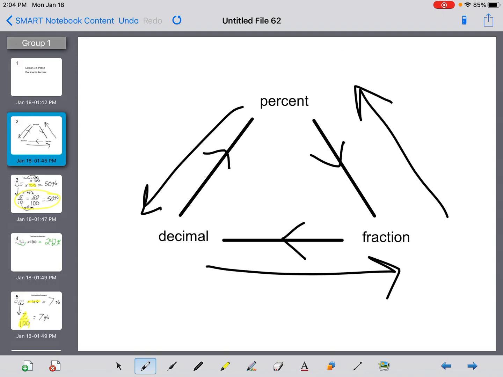So if I give you a number like 0 and 8/10ths, you should be able to put that in a percent, and you should be able to put that in a fraction. You have to see how they're all interconnected, because that's going to become more and more important as we go on this unit.